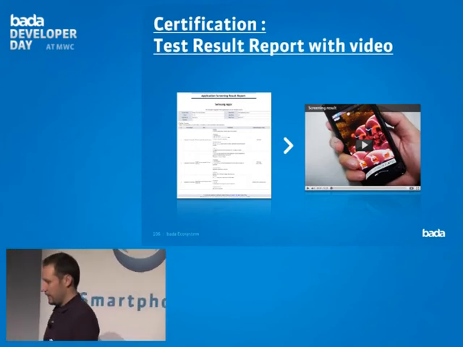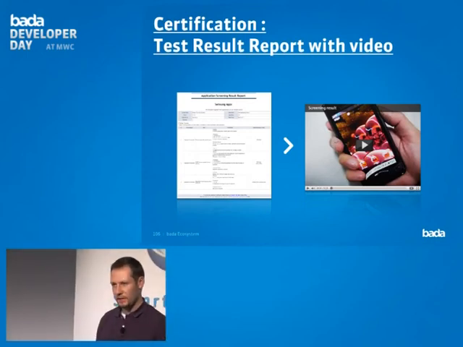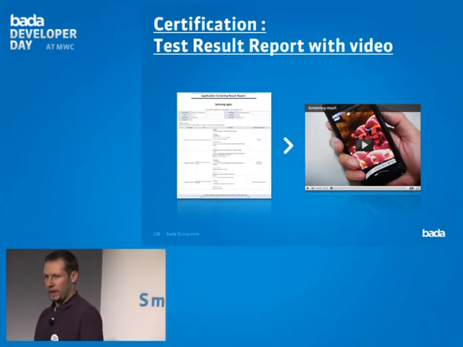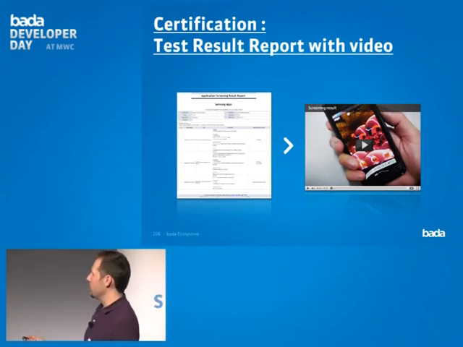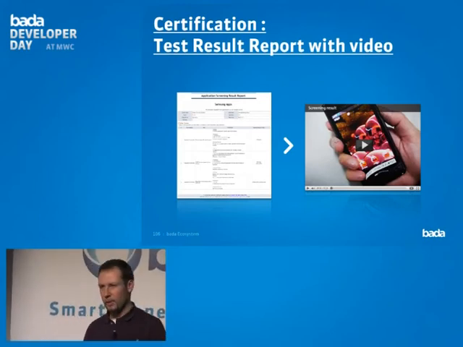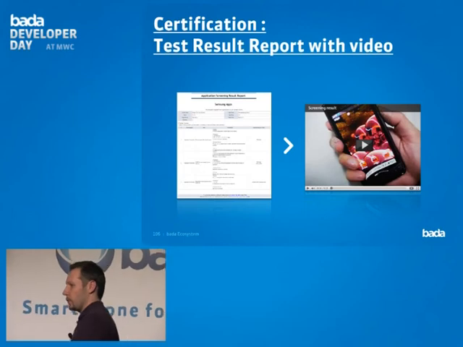Okay, then at the end, as I said, what you get back is a detailed test results report. And if we detected any defects, what you get is a short video clip which shows you in a detailed way where and when this defect happens and what you should do in order to avoid this defect.